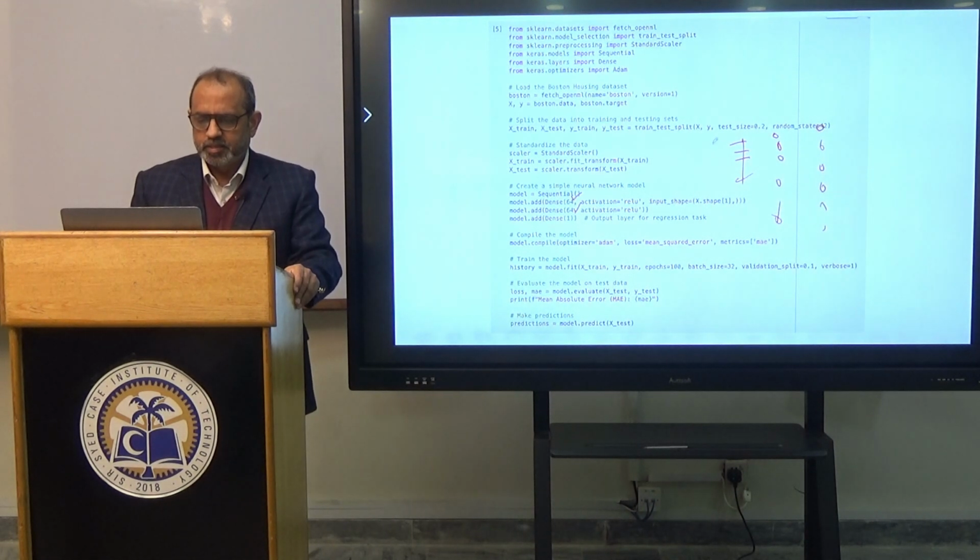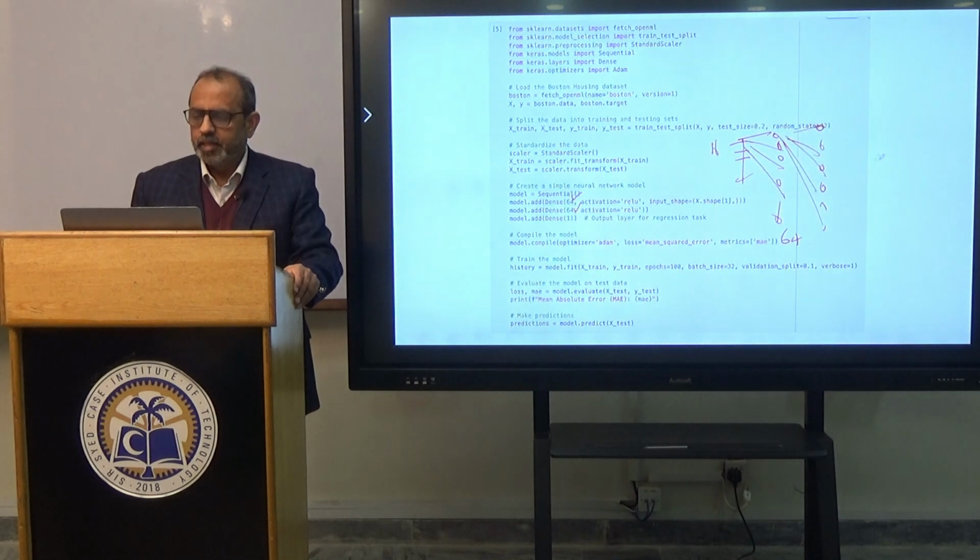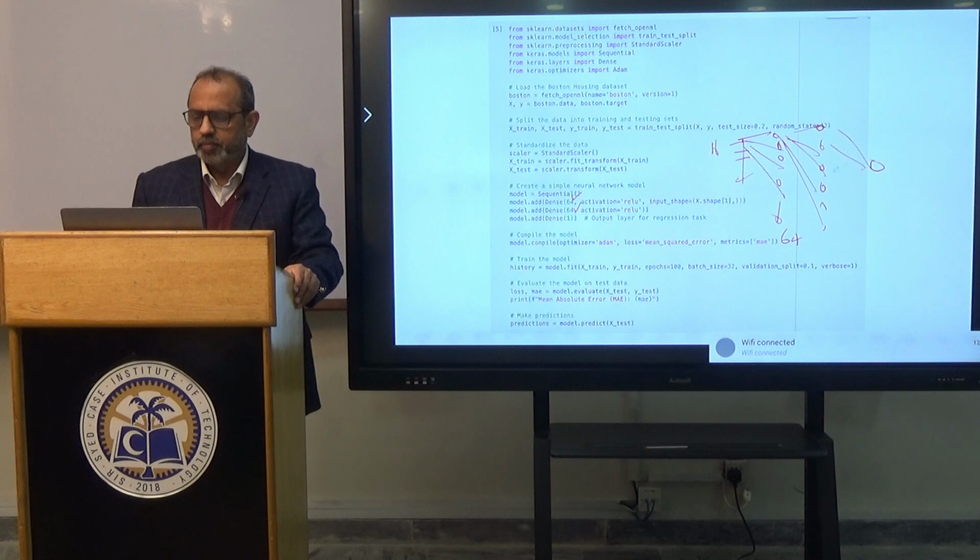And I think this is 16 features. So 16 into 64, the first set of weights, and then 64 into 64, the second layer of weights, and then there is the value. So this is 64 into 1.